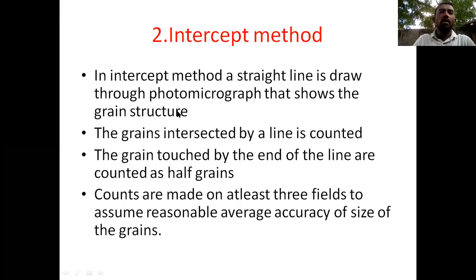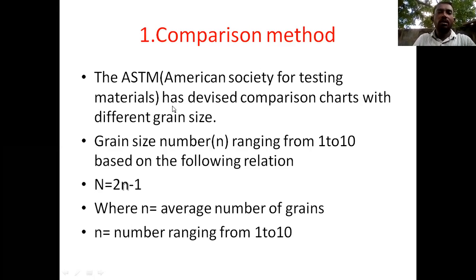In the first one, the comparison method, we have the standard formula. The standard formula is nothing but capital N equals 2 power n minus 1. Based on this formula, we find out the number of grains in the solid body.